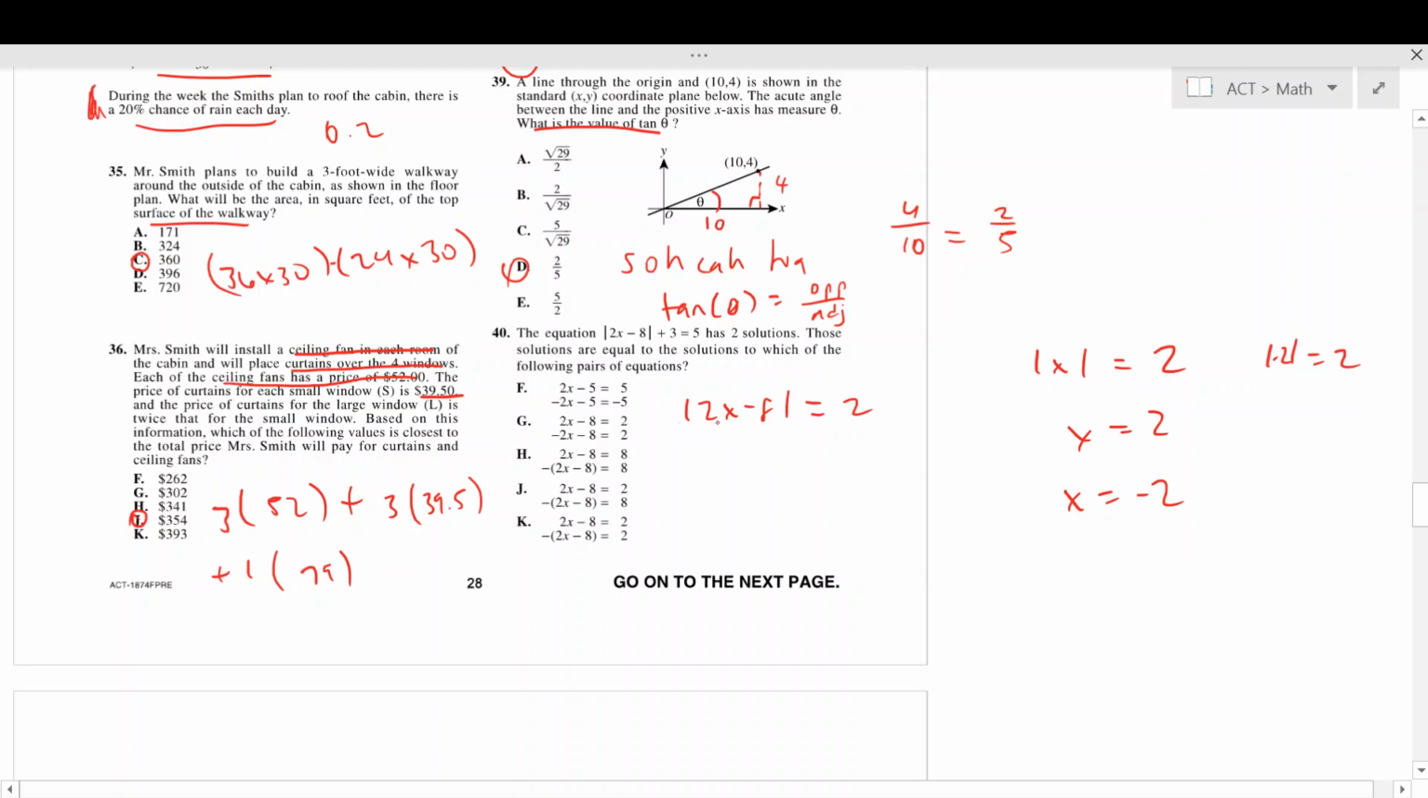So for the absolute value of 2x minus 8 to be equal to 2, 2x minus 8 can be equal to 2. Or if we look back here, if x is equal to negative 2, then if I multiply by negative 1 on both sides, negative x must be equal to 2, right? So that means negative 2x minus 8 can be equal to 2. And indeed, that is an answer choice. That's answer choice K.